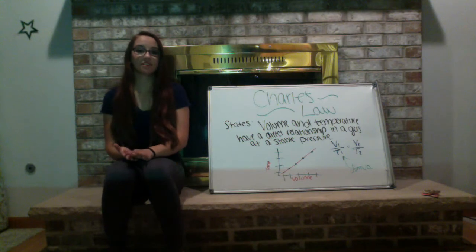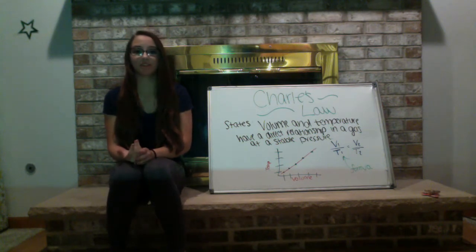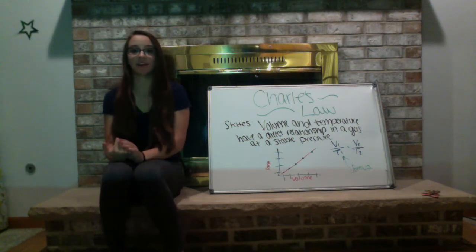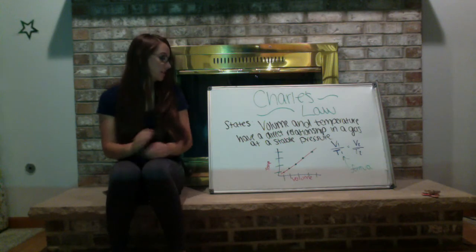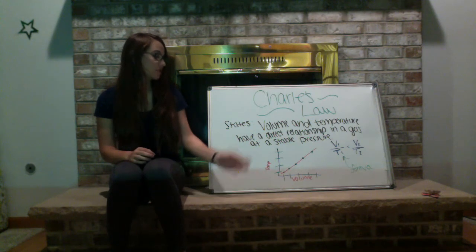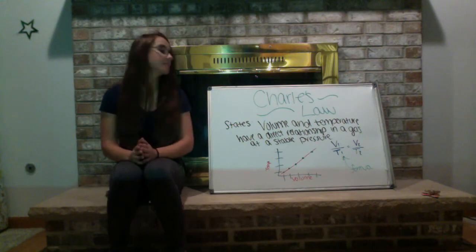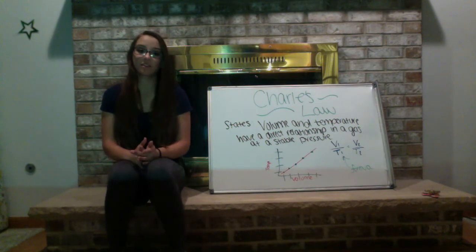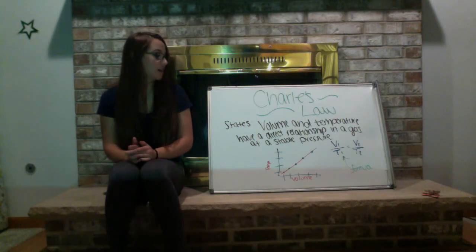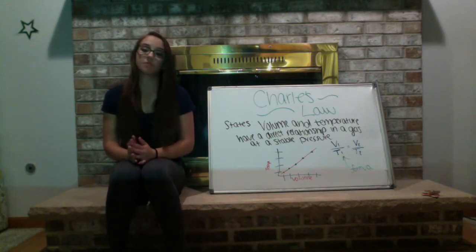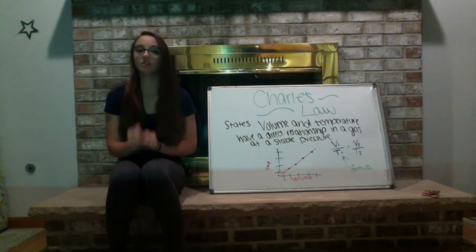Charles' Law states that volume and temperature have a direct relationship in a gas at a stable pressure. You can see in the graph below, as temperature is increasing, volume is also increasing. And the formula that is used for Charles' Law is volume 1 over temperature 1 is equal to volume 2 over temperature 2.